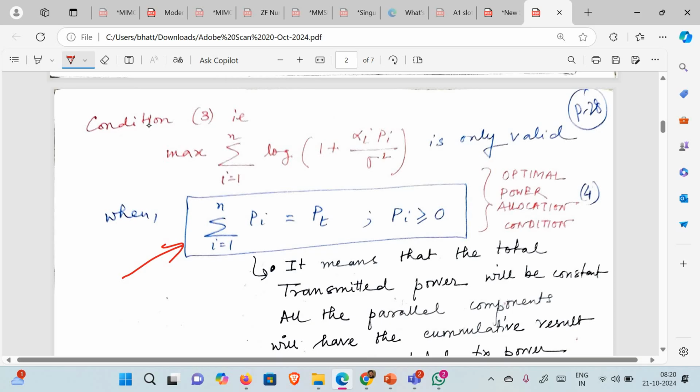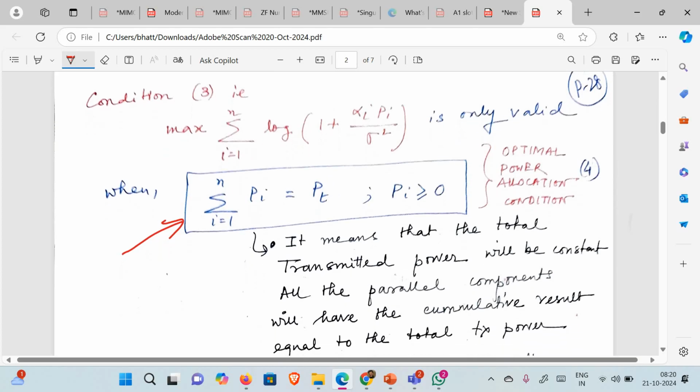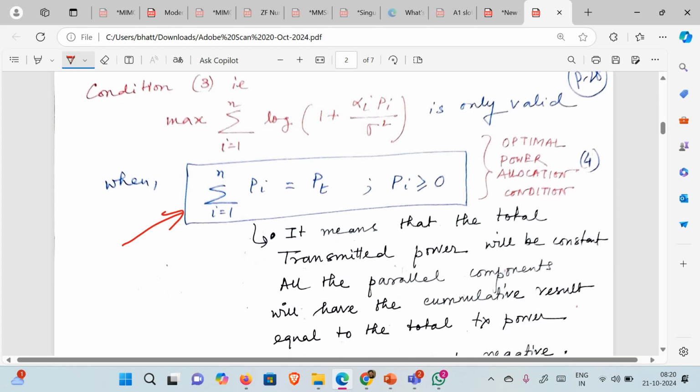Transmitted power is a constant. Whatever optimization we come across, or however we are distributing across the n number of channels, it doesn't matter, but overall the total summation cannot exceed the transmitted power, which is quite a reasonable approximation. And the second condition, which is also essentially important, and we'll solve a numerical so you will understand why this is significant, is that Pi should always be greater than or equal to 0. Power cannot be negative.